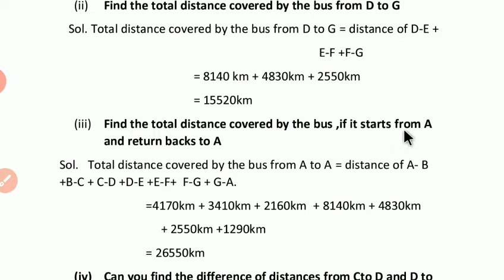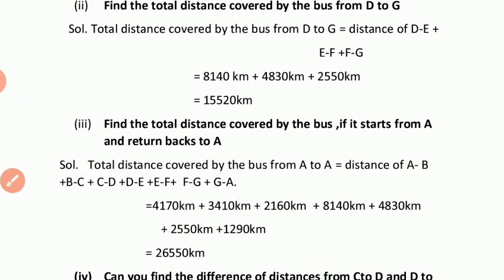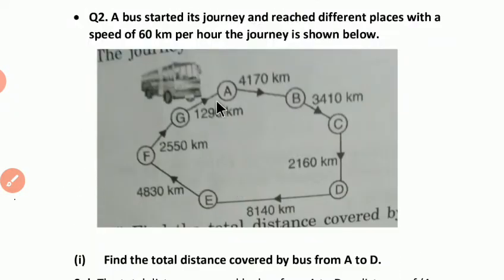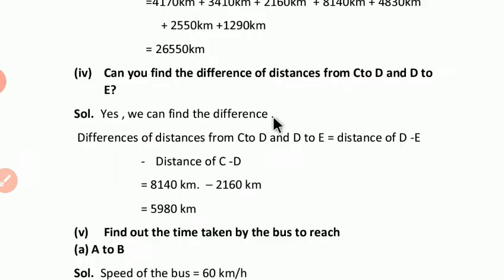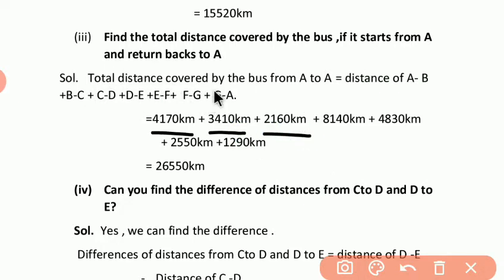So the total distance covered by the bus from A to A is the distance of A to B, then B to C, C to D, D to E, E to F, F to G plus G to A. It means we have to add all the distances from A till point A. We have seen the distances are given: from A to B 4,170 km. This one we can see from our figure. B to C is given as 3,410 km, C to D 2,160 km, D to E 8,140 km.